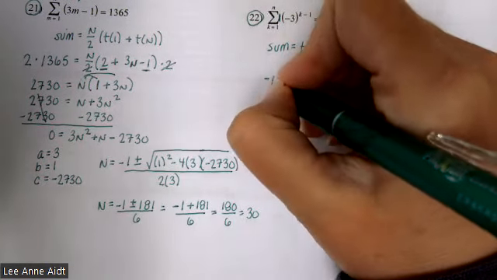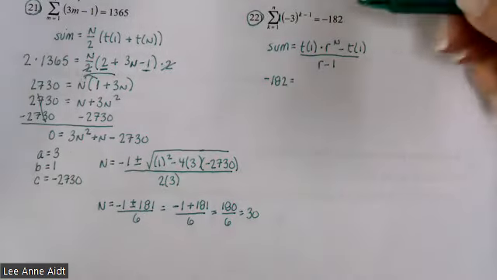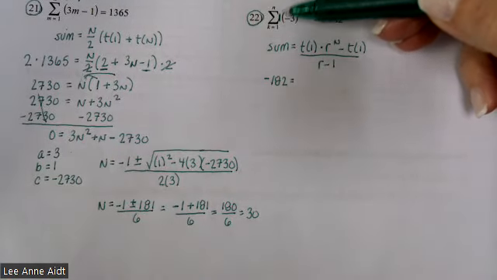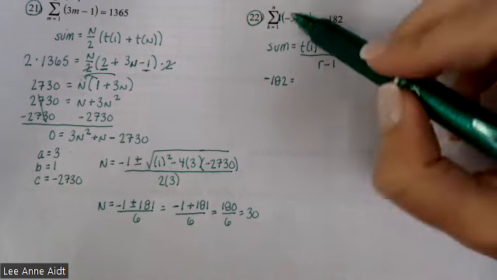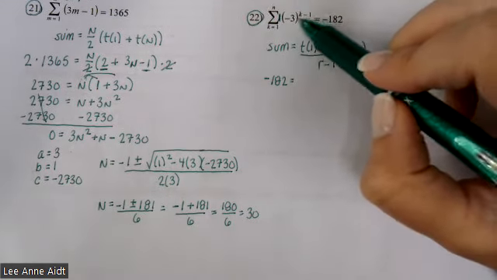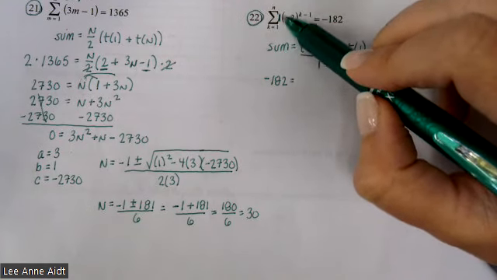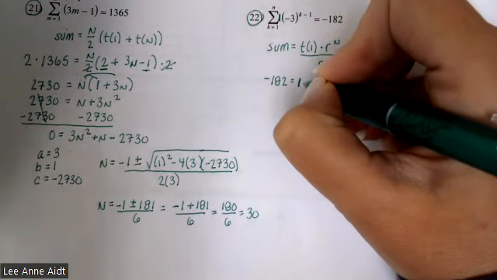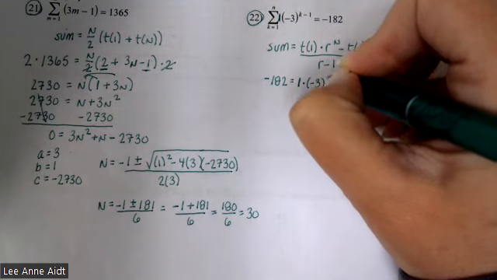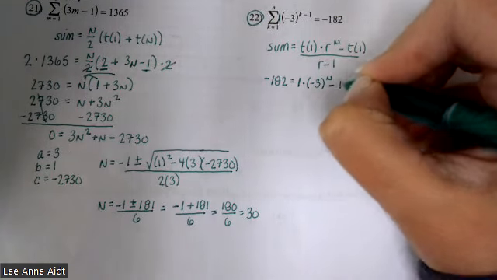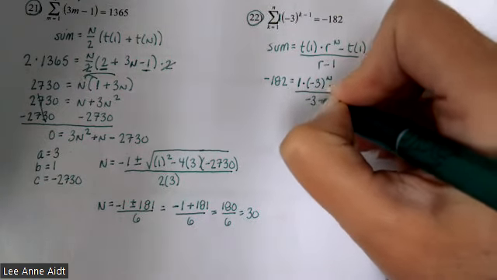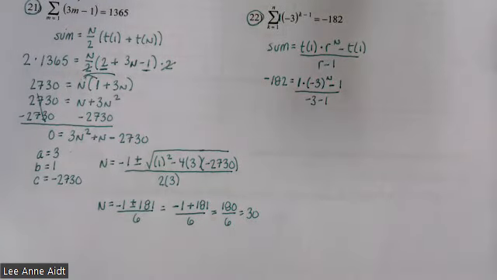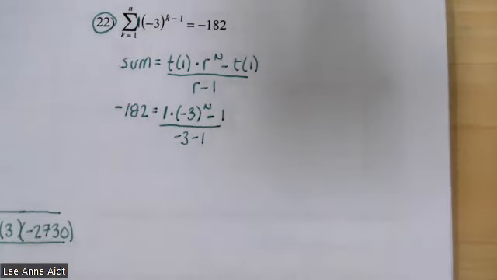Sum is negative 182. Okay, now this is where you might get stuck. First term is 1. You can get that by plugging a 1 into the formula here, or by knowing that there's a 1 in front of the parentheses because there's nothing there, so that has to be a 1. So 1 times negative 3 to the n minus 1 over negative 3 minus 1. Any questions about my plugging it in? You guys okay with my plugging in?